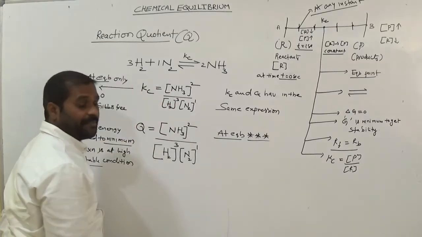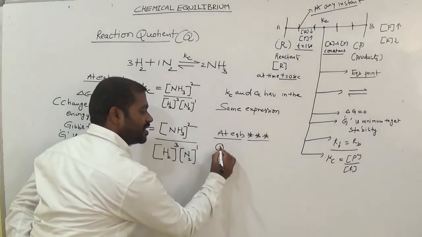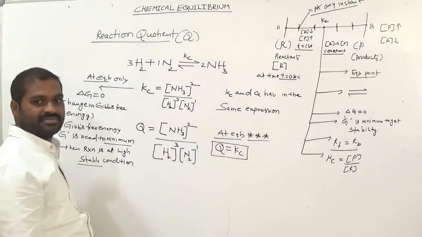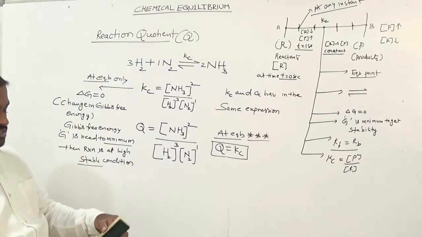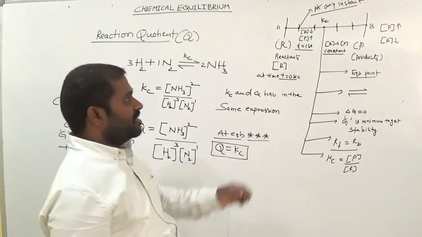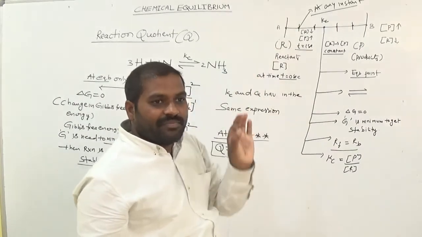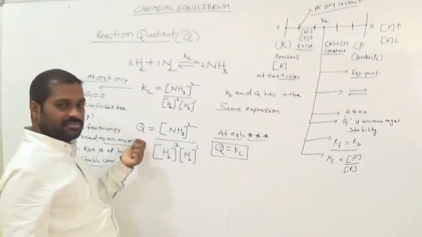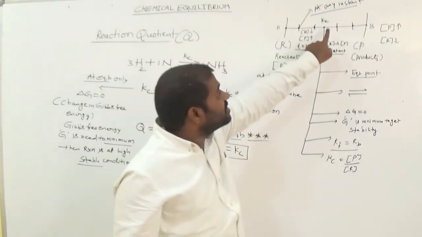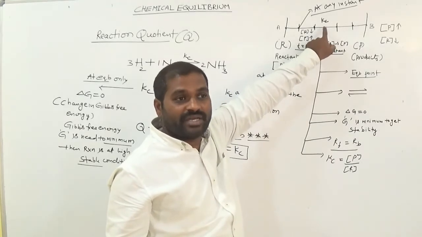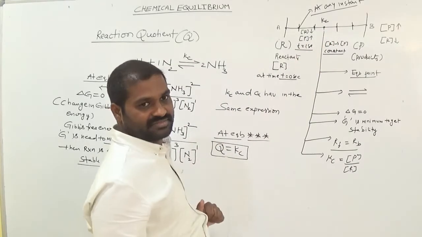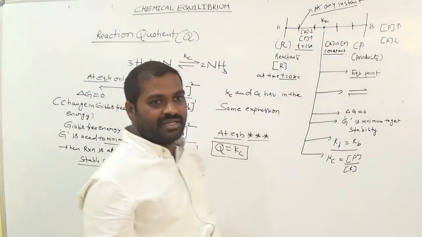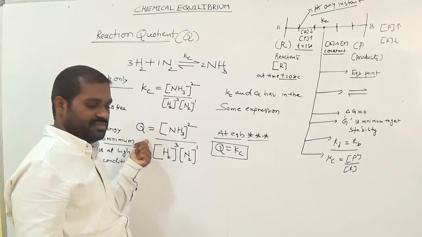At equilibrium, what happened? Exactly at equilibrium, Q becomes Kc. So once again, at the equilibrium point, the expression is like this. At any instant except equilibrium, that expression is taken as Q.